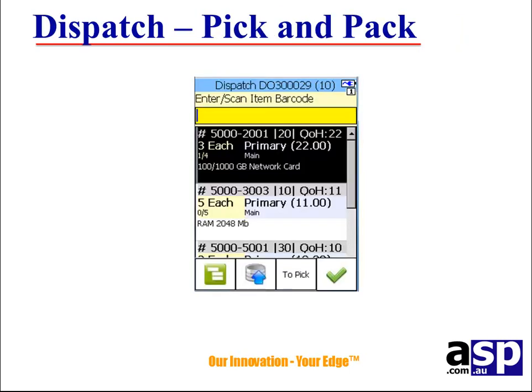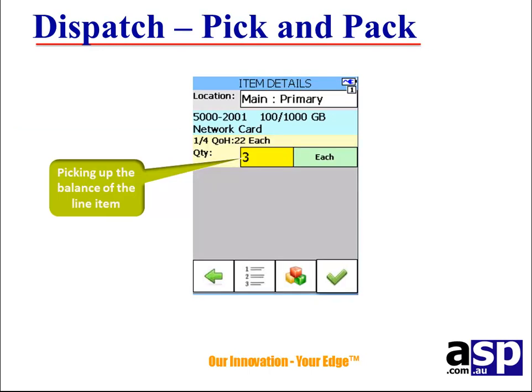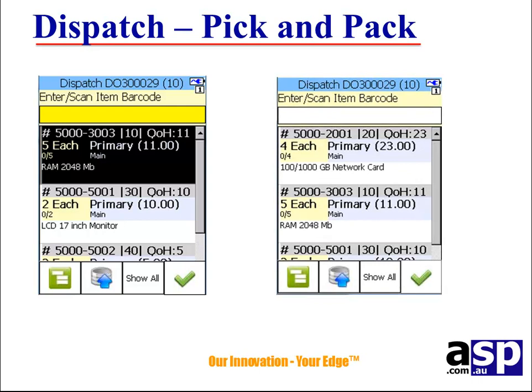The picker can also part pick an item. Notice the quantity on hand has reduced from 23 to 22. We are now picking up the balance of the line item, being a quantity of 3. And on completion, the first line disappears and the next line item is presented.